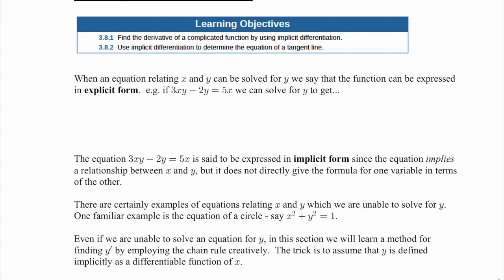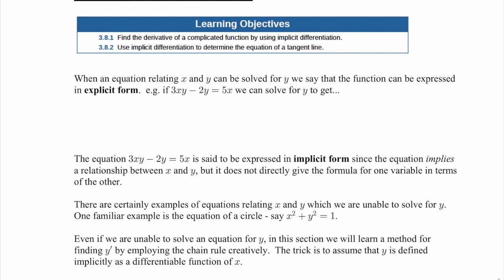3.8.1 says, find the derivative of a complicated function by using implicit differentiation. That would be better stated as a complicated relation, because these are not always going to be functions that we're differentiating, but you'll see how this will go. And then the second is use implicit differentiation to determine the equation of a tangent line, and again, for a relation that's defined between two variables.